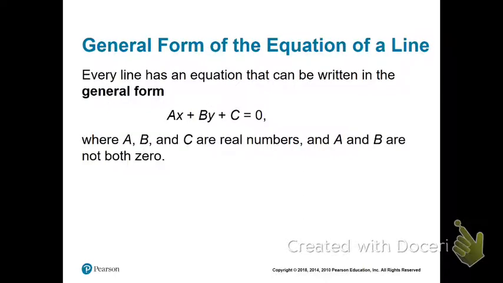So every line has an equation that can be written in the general form of ax plus by plus c equals 0, where a, b, and c are real numbers and a and b are not both 0. So you have to have an x or a y, okay? You can't just have a constant equals 0.